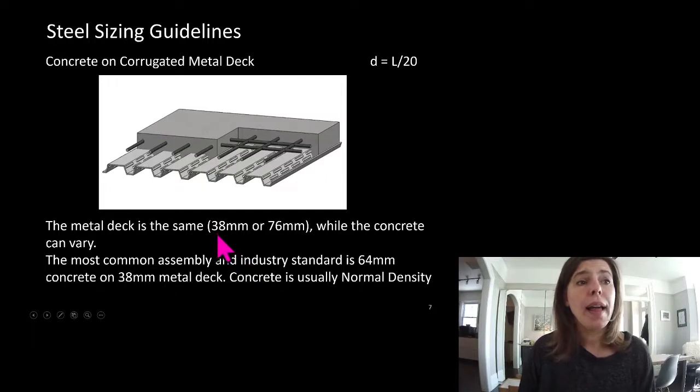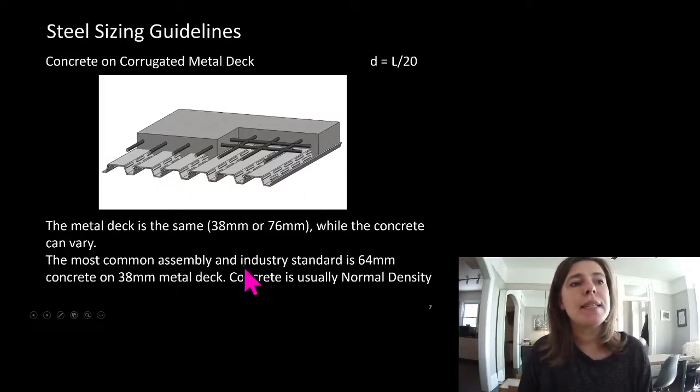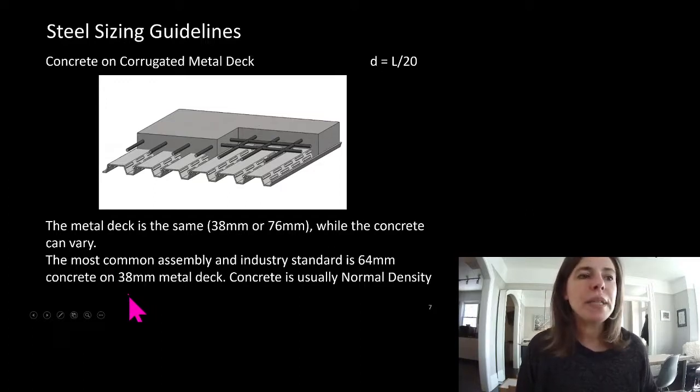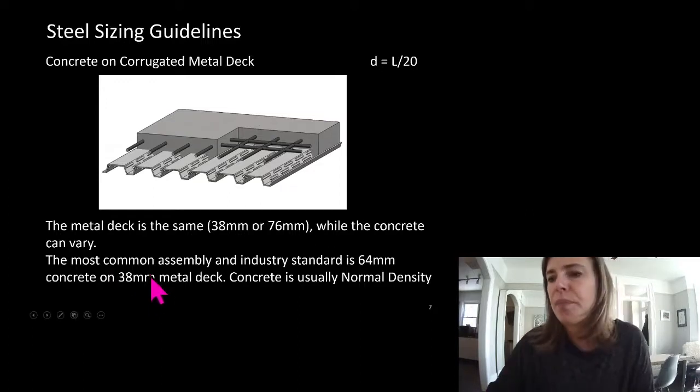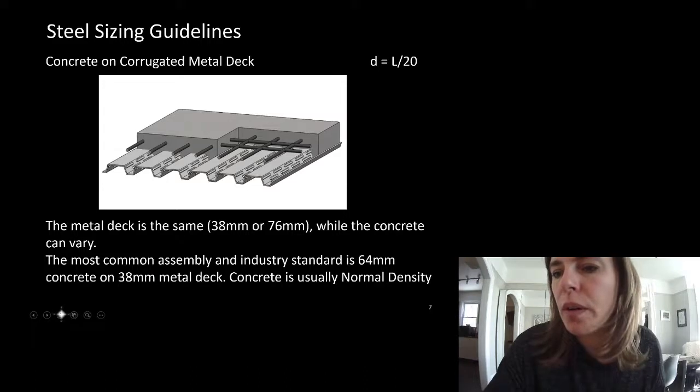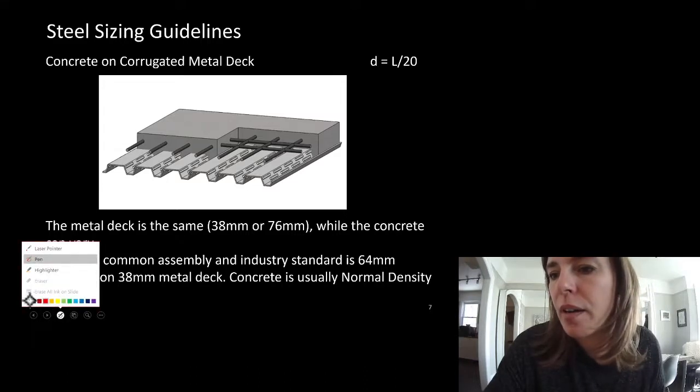So, if 38 millimeter deck is our normal deck, it's going to be the same deck in our concrete on metal deck. And the most common assembly and industry standard is 64 millimeters of concrete on 38 millimeters of metal deck. And normally our concrete is normal density. So I'm going to draw you a little thing here.